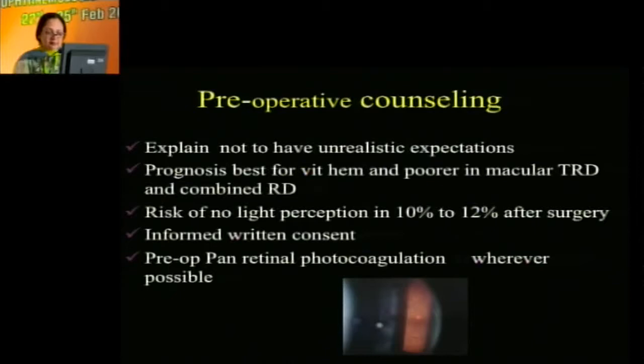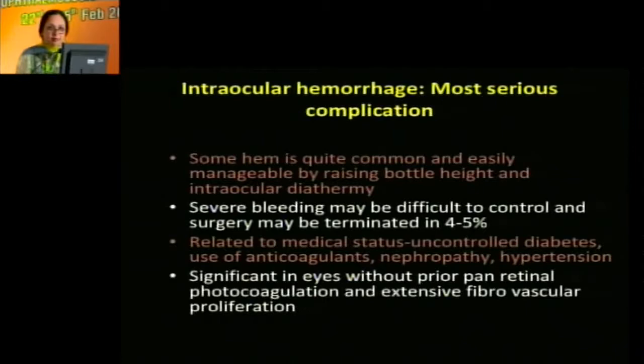It's important to plan preoperatively pan-retinal photocoagulation in whichever area of the retina is visible during the pre-op period. One of the problems which we all encounter during surgery for diabetics is intraocular hemorrhage. It sometimes can be so severe that it is difficult to control, and there are two pre-op measures which we can do to prevent it. One, a good pan-retinal photocoagulation, and second, preoperative anti-VEGF injection.